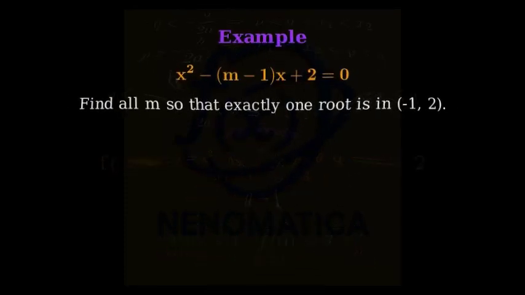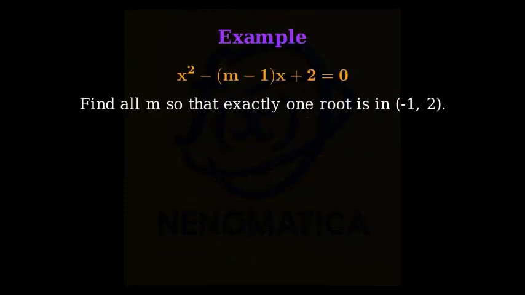In this example, we will find all real values of m such that exactly one root of the quadratic equation x squared minus, open parenthesis, m minus 1, close parenthesis, x plus 2 equals 0, lies strictly between -1 and 2. We'll follow a 5-step algorithm. Define the function and interval, state the sign change rule, evaluate at the endpoints, solve the resulting inequality, and read the final m intervals.